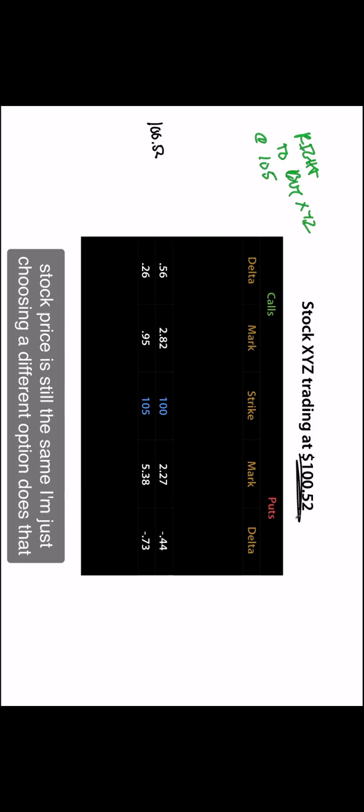Here the stock is still trading at the same price. It's trading at 152. Do you understand this relationship? The stock price is still the same. I'm just choosing a different option. Does that make sense? Stock price isn't at 105. Stock price is still at 152. But I'm saying I think it's going to go to 120, 130, 140.